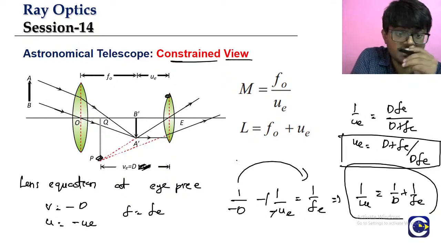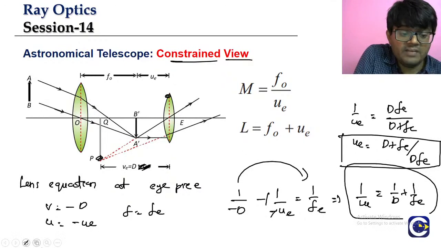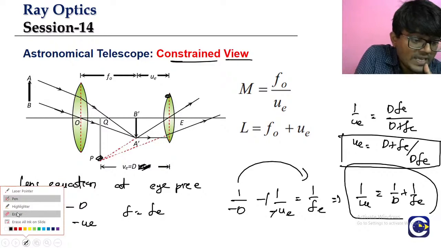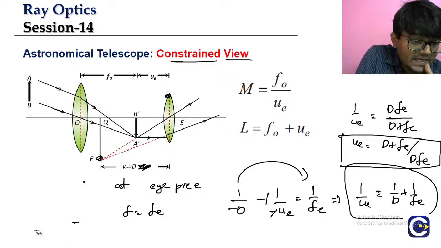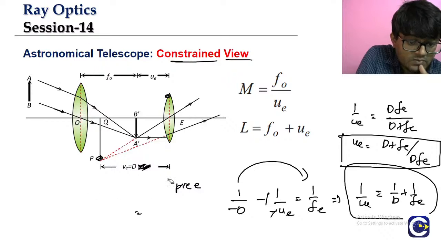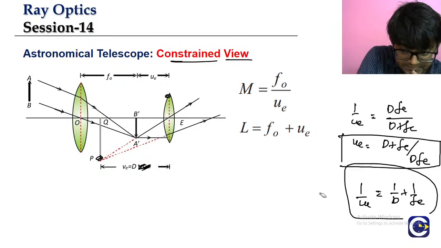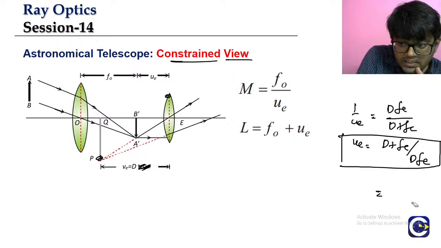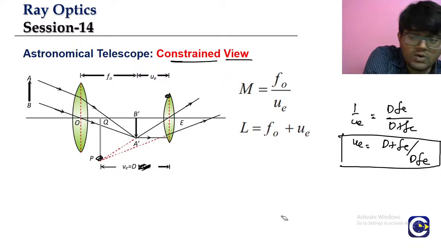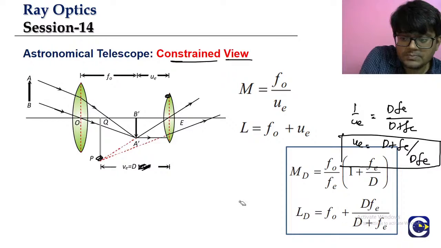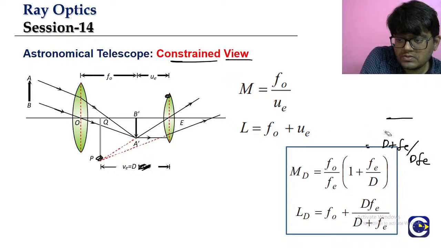This is the result. So what is the UE value? If you are forming the final image at the near point, we go for the lens equation of the eyepiece. From there, we get the UE value. UE value is D plus FE by D into FE. Okay, so now we'll just substitute this.